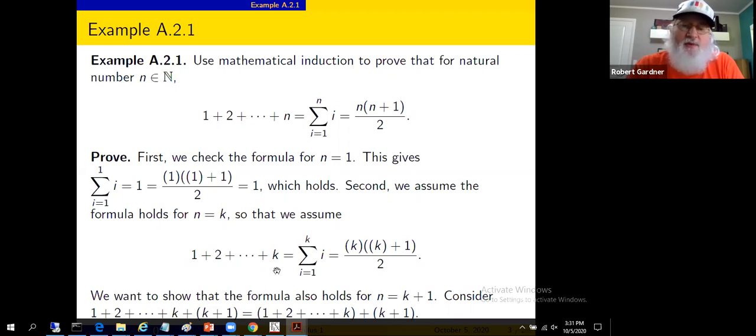We've shifted from summing 1 through k to summing 1 through k plus 1. So this is showing the kth domino knocks over the k plus first domino. Here's the falling of the kth domino, assuming the formula holds for n equals k, and we're working on showing the formula also holds for n equals k plus 1. That is, the k plus 1 domino falls.